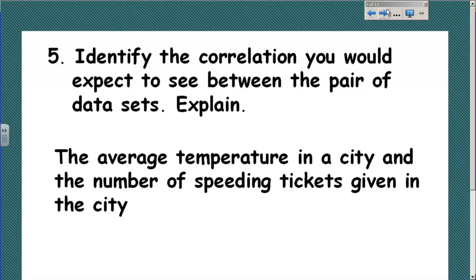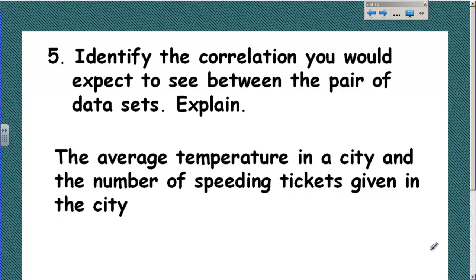So now let's take away the graph and just talk about it, because the graphs are easy. You can look at it and see, is it positive, negative, none? Sometimes you don't have a graph. You're just given a situation like this one: the average temperature in a city and the number of speeding tickets given in the city. And you have to decide what kind of correlation it has.